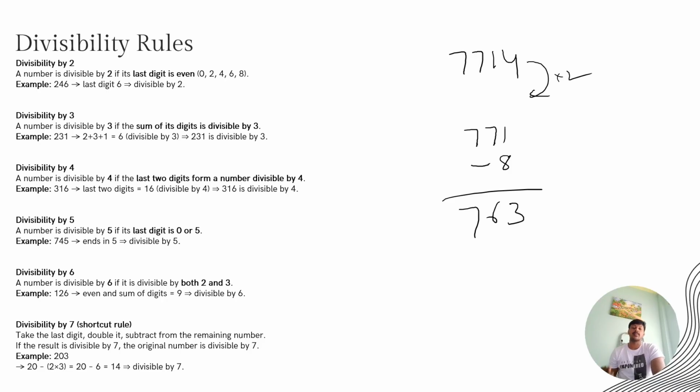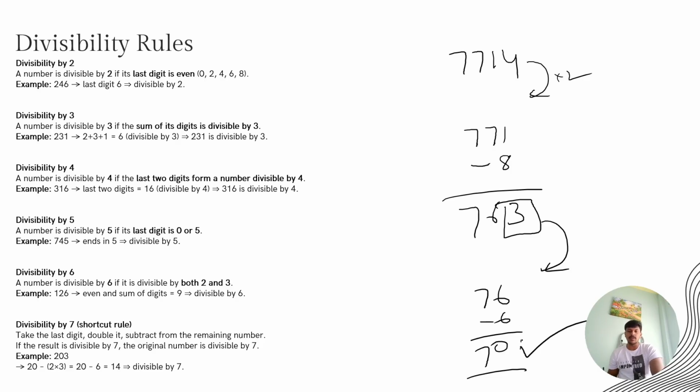You got 763. But still, 763 is also a somewhat bigger number, where I don't know whether it is divisible by 7 or not. You can apply the rule once again. That means take the last number, make it double: 76 minus 6 is 70, which is 7. So yes, this number is divisible by 7.